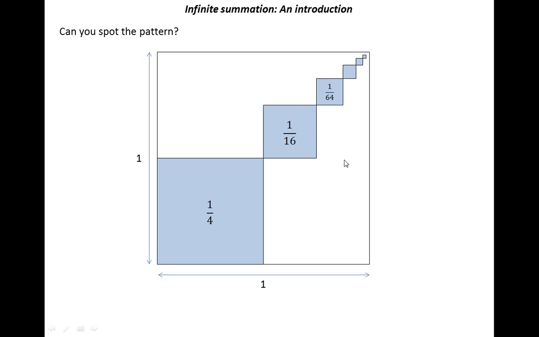So the pattern goes like this. A quarter for the first shaded square, 1/4 squared for the second shaded square, 1/4 cubed for the third shaded square, and so on.